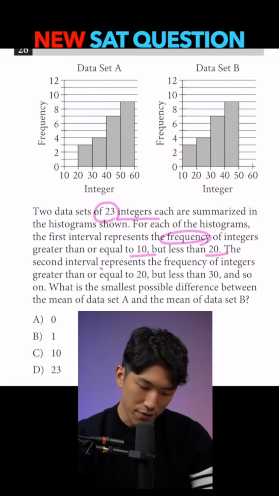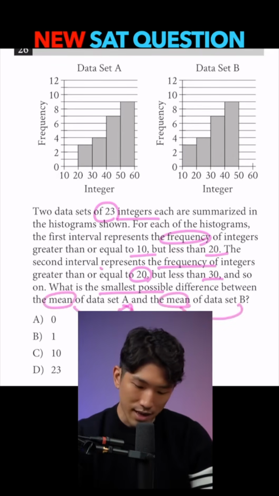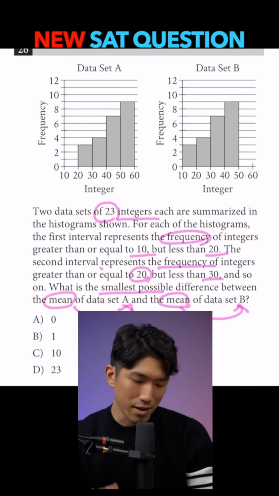And the second interval represents the frequency of integers greater than or equal to 20 but less than 30, same thing, and so on. So what is the smallest possible difference between the mean of data set A and the mean of data set B? That was a mouthful, but let's break down exactly what you need to know for this question.